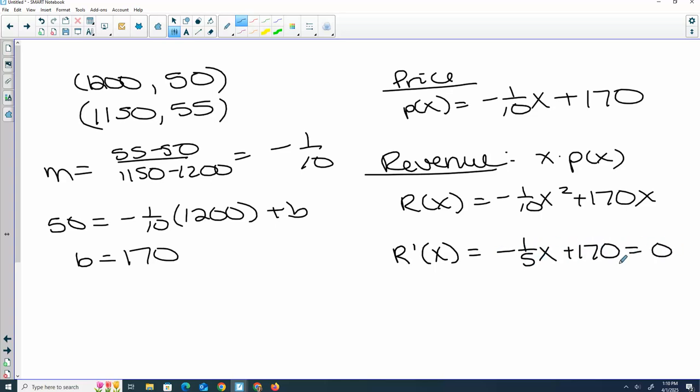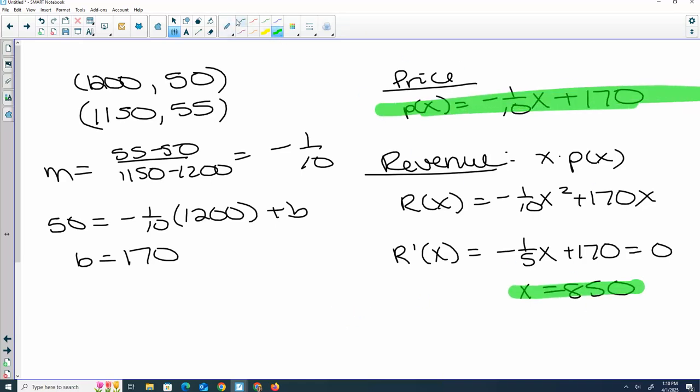And set it equal to 0. And if you do that, okay, but I wanted the price, so I have to take my 850 and plug it into my price formula. That's where good labeling is really important. I divide by 5. And so if you plug that in, you should get $85.